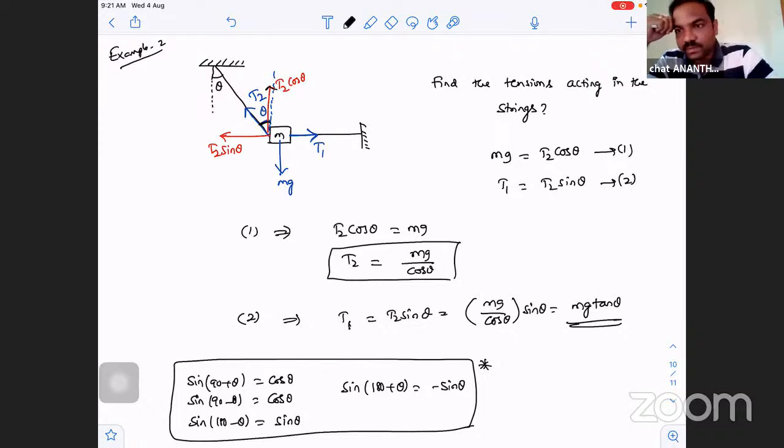Anyone tried with Lami's theorem? Okay. Finally, you tried with Lami's theorem. Okay, good.